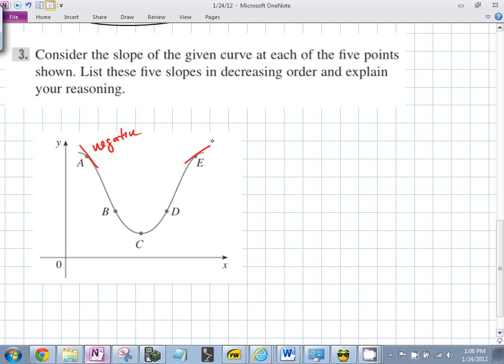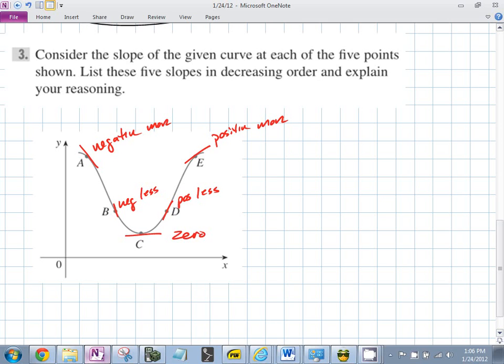What's the slope here? Positive. What's the slope here? 0. What's this one? Positive, and this one is? Negative. So this is negative more, this is negative less, this is positive less, and this is positive more. So it says list these 5 slopes in decreasing order and explain your reasoning. So in decreasing order, what's the greatest slope?